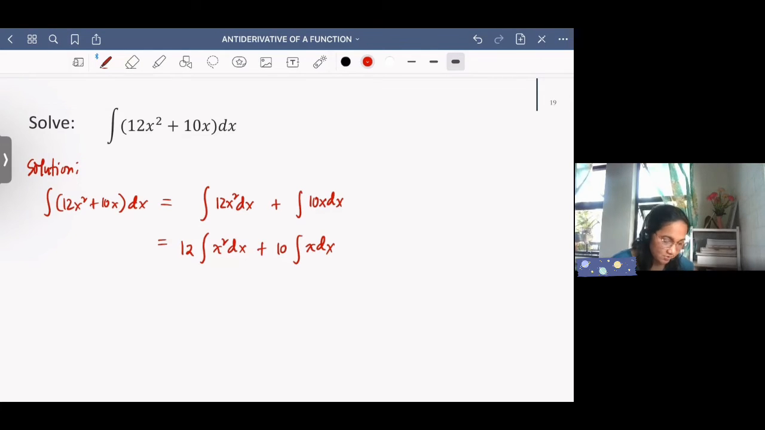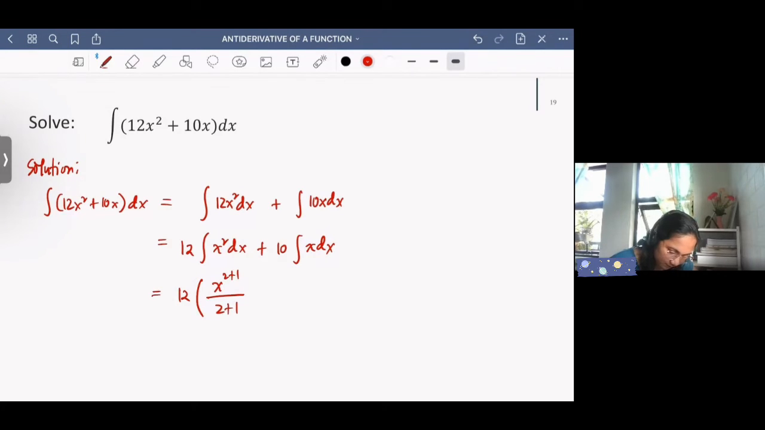Alright? So since we have the integrands x squared and x, maybe we can apply the power rule in these terms. Applying the power rule, we'll have 12 times the quantity, as you can see, we're just going to add 1 to our exponent and then divide by n plus 1. Since n in this first term is 2, we'll have x raised to 2 plus 1 divided by 2 plus 1. Then we're not going to add c yet. We are going to include c in the latter part of our solution.